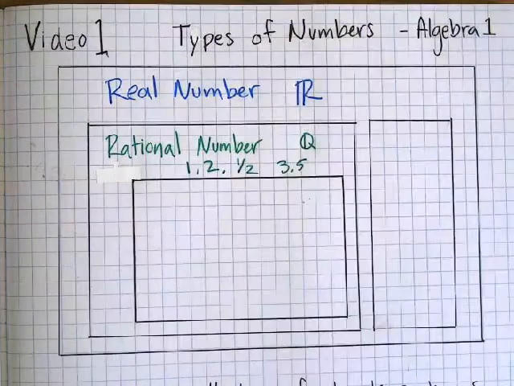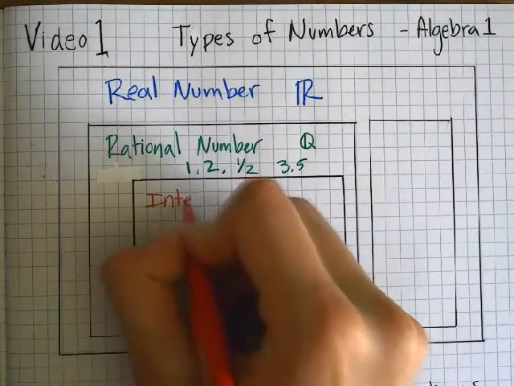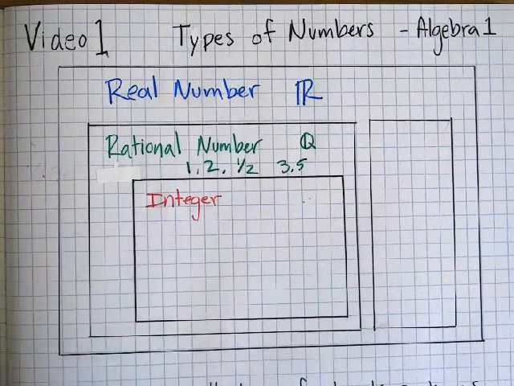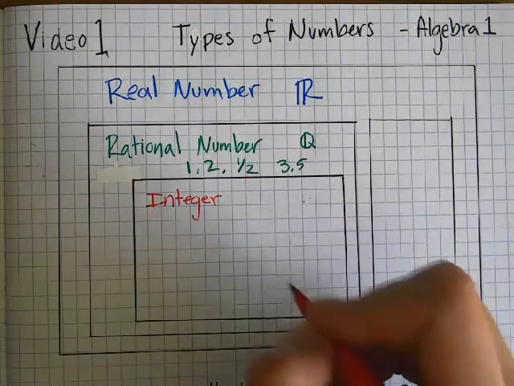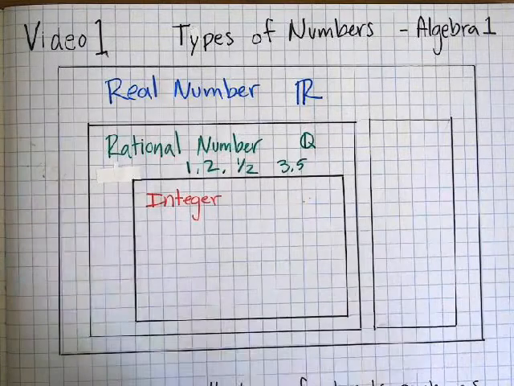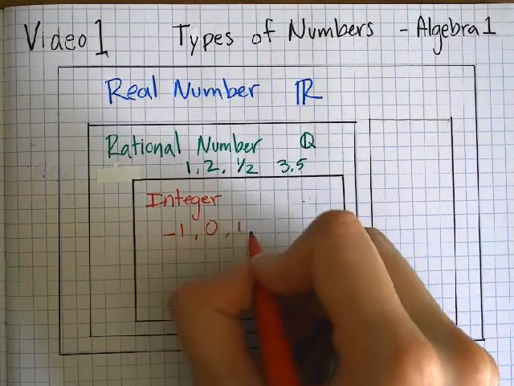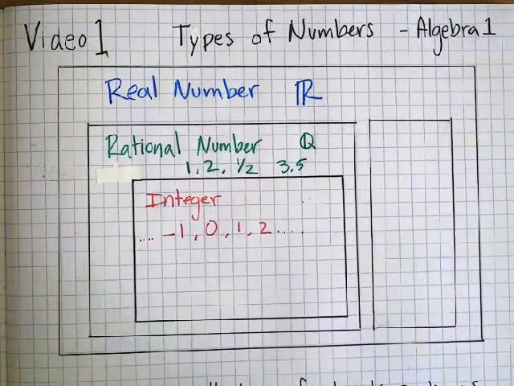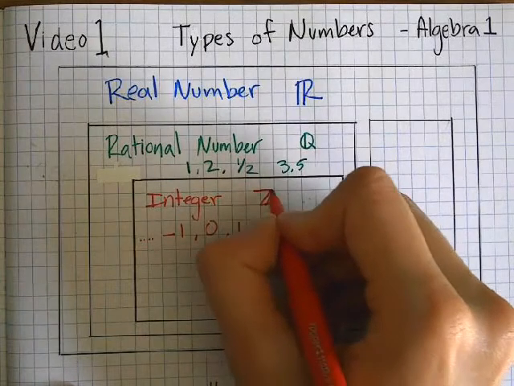And finally, another type of rational number would be an integer. You guys have been using these forever, since probably kindergarten. These are whole numbers, positive and negative. So negative 1, 0, 1, 2, etc. on both sides of that, positive and negative. Okay? And this symbol is a Z.